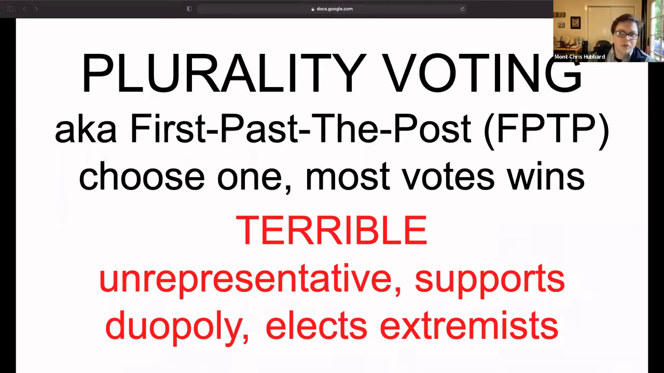It supports duopoly. It's been mathematically proven that plurality voting tends toward a 2-party system because of the incentives of the voters and the candidates. And it elects extremists. I don't mean extremist the way it's used in the news. I just mean a candidate that is closer to the edge of a group's opinion, the opposite of a centrist.